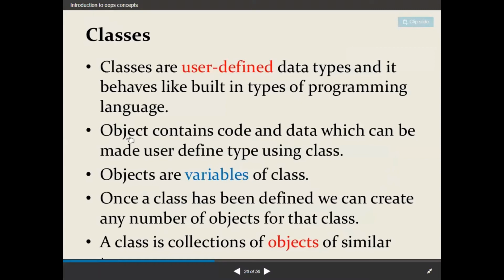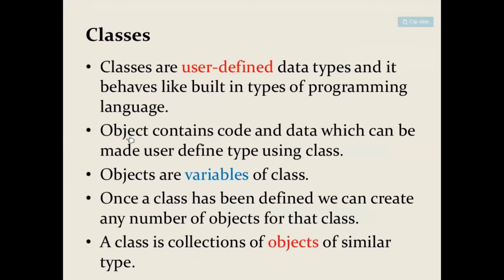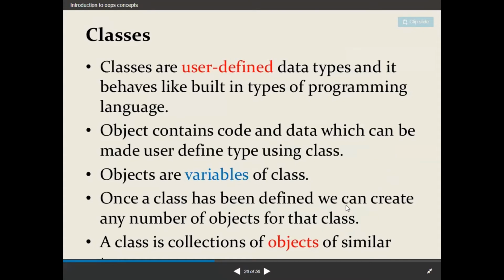Later, when we learn about data types, at that time you should keep this point in your mind. Class is a user-defined data type. Understood? Now come to the fourth point. Once a class has been defined, we can create any number of objects for that class.